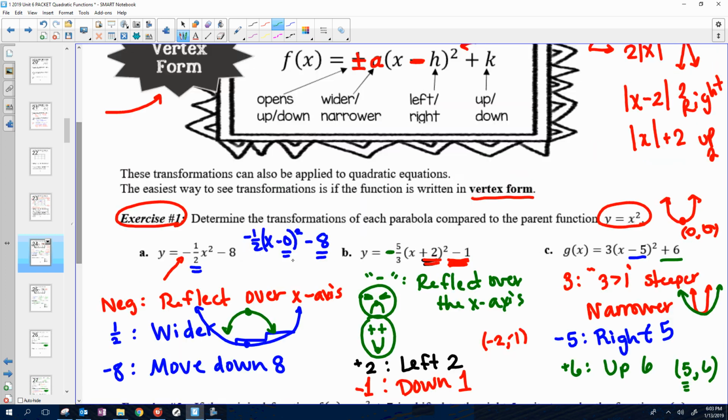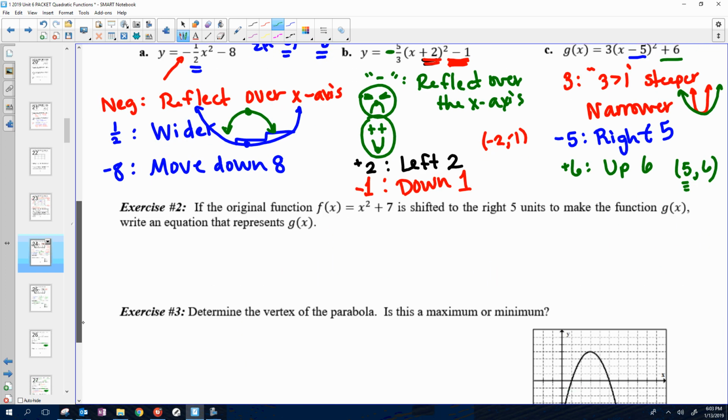And exercise 2, the original function. Where the heck did exercise 2 just go? Here's the original function. We're going to shift it to the right 5. And it wants us to make a function g of x and write its equation. So I'm going to call it g of x. It's still going to be the same type of function. It's still going to have a square on it. The plus 7's not going to change. But if we go right 5 in with the x instead of just x squared, I'm going to have to put a minus 5.